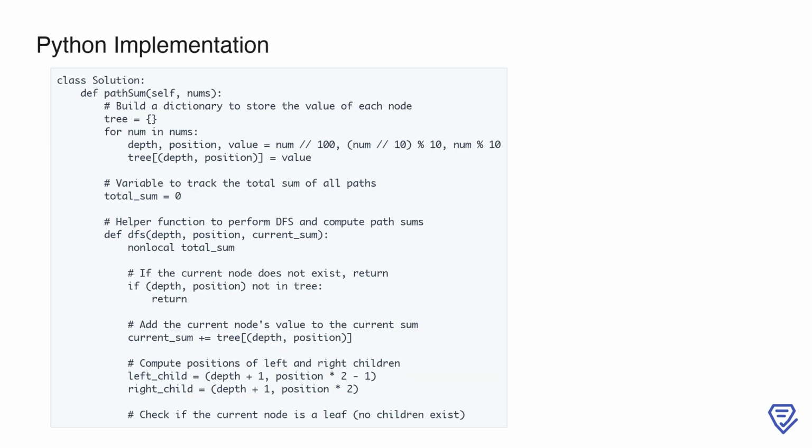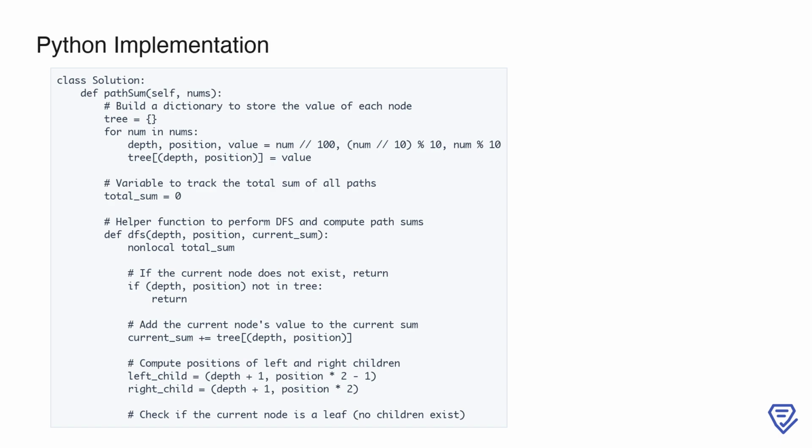Here, we start by defining a class Solution and the function pathSum that takes a list of integers, nums, as input. The first step is to build a dictionary called tree to store the value of each node, where the keys are tuples representing the node's depth and position, and the values are the node's numerical value. For each number in nums, we extract the depth, position, and value by decomposing the number using division and modulus operations. These are then stored in the tree dictionary.